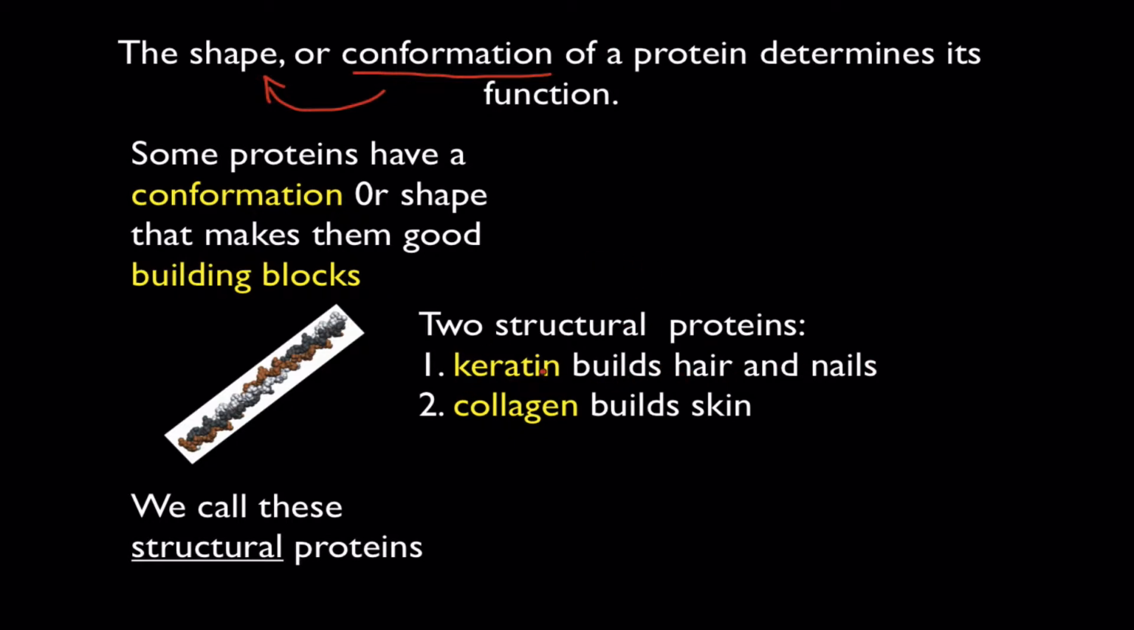Okay, hair and fingernails are things that grow. They have an older part and a younger part, and they have to be flexible and waterproof. These are what we call structural proteins. They're building body parts. Another one is called collagen, which performs a similar role deep in your skin. So keratin and collagen are two structural proteins because their shape allows them to do their job, which is to build hair, fingernails, and components of your skin.